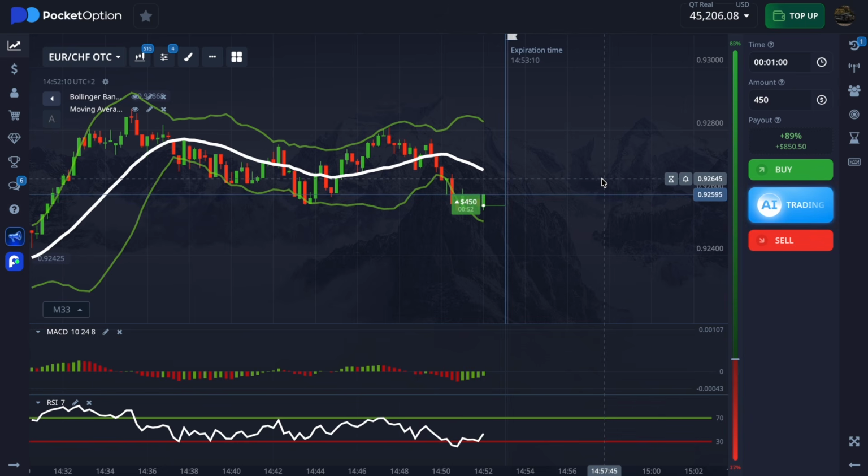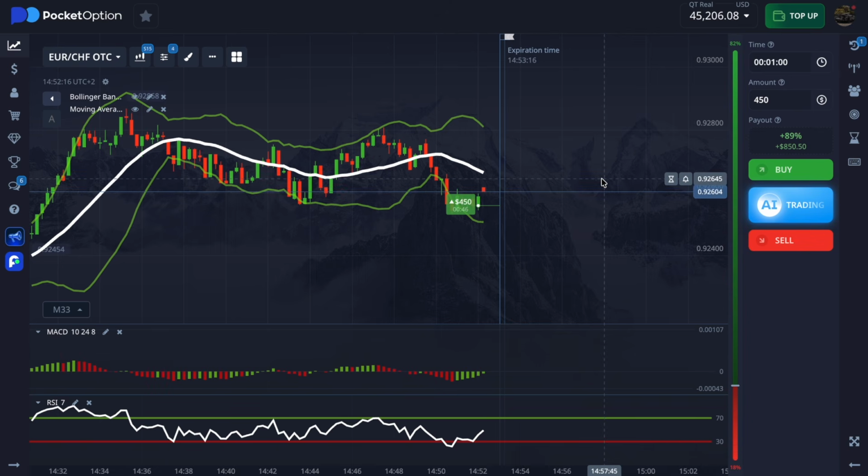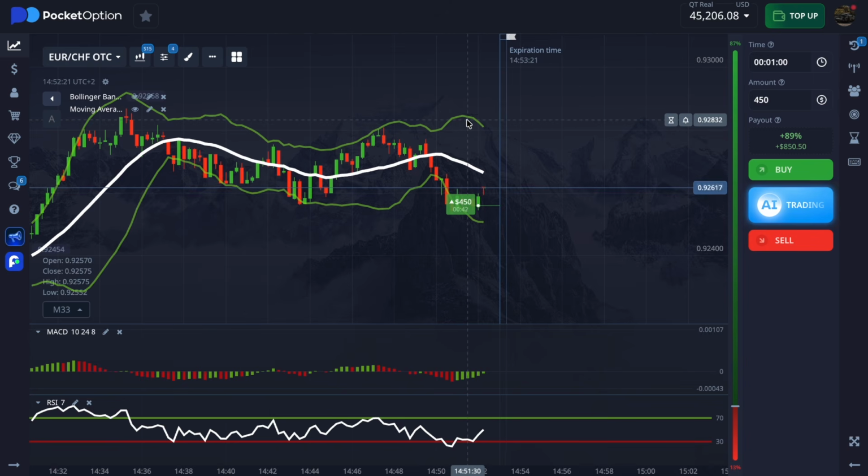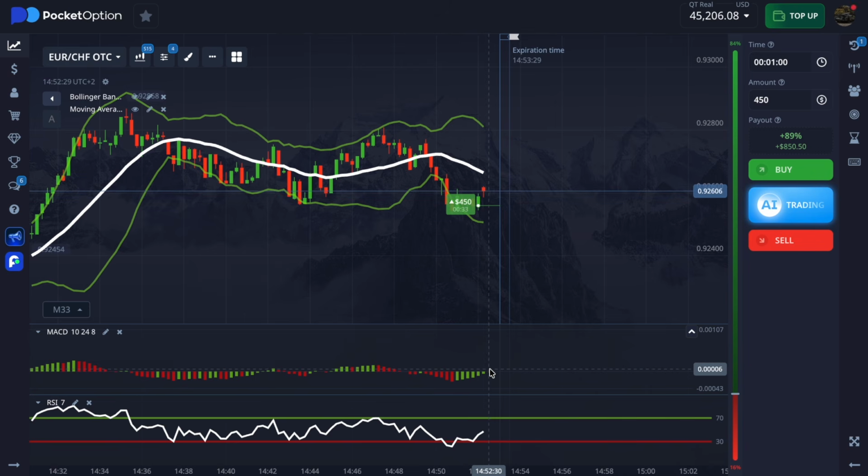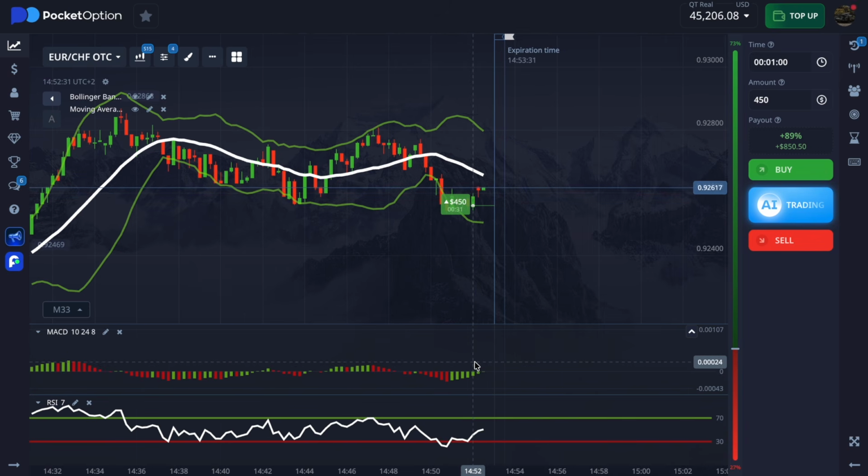If I plan to open a down trade, then accordingly I look for the opposite situation. That is, I need the price to be at the upper boundary of the Bollinger Bands channel and then at the upper boundary of the RSI indicator to open a down trade. And I need a few red bars in a row to appear on the MACD indicator and for the price to start moving towards the moving average. In this case, I try to catch this reversal.